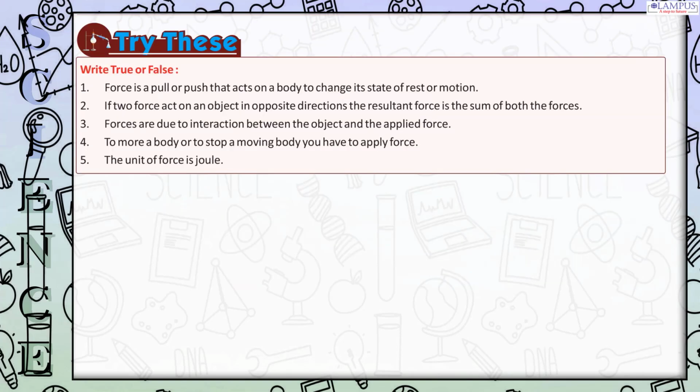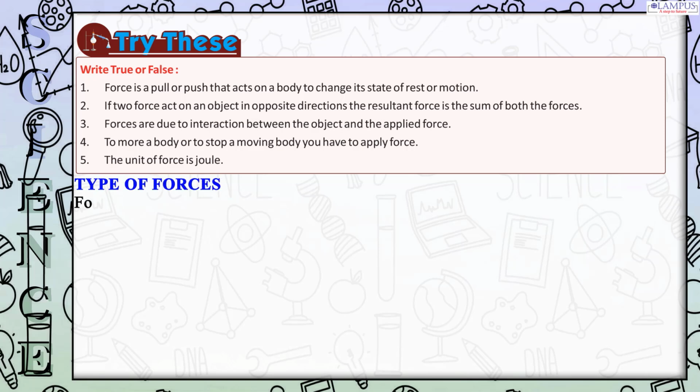Try these. Write true or false. 1. Force is a pull or push that acts on a body to change its state of rest or motion. 2. If two forces act on an object in opposite directions, the resultant force is the sum of both the forces. 3. Forces are due to interaction between the object and the applied force. 4. To move a body or to stop a moving body, you have to apply force.